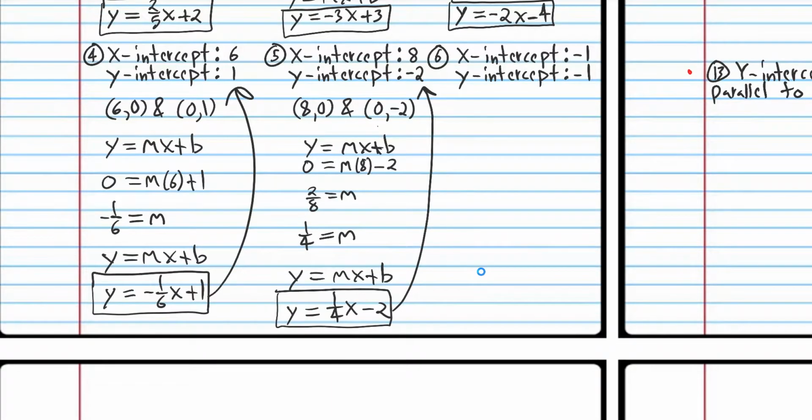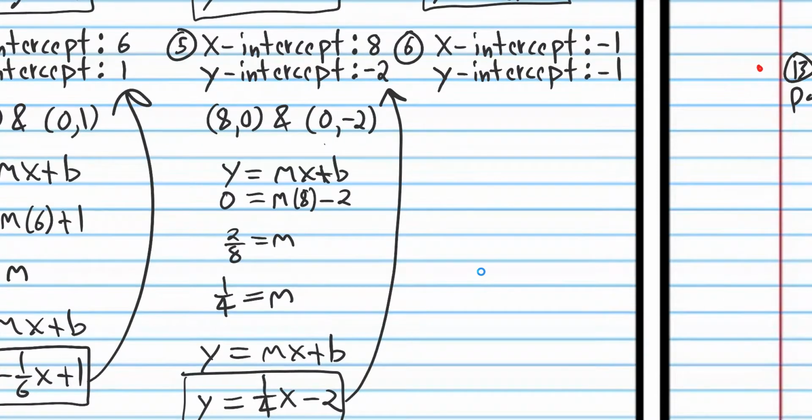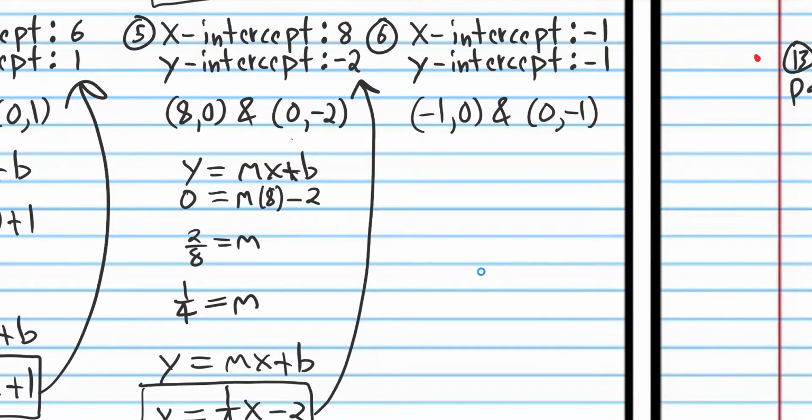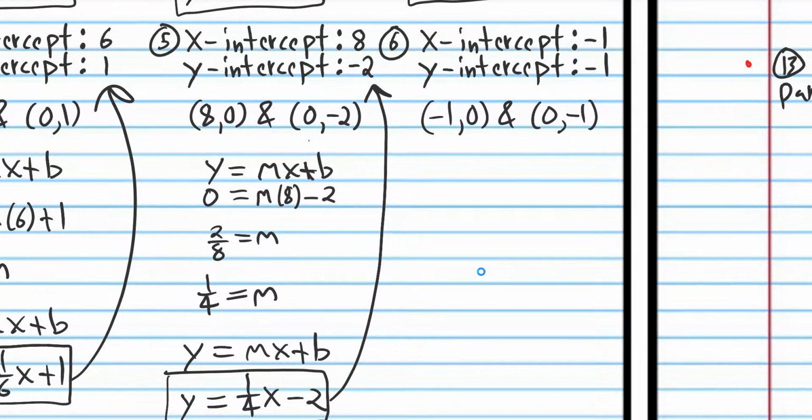All right, we're back. So this information tells us that we have 2 points, negative 1, 0, and 0, negative 1. 2 points on the line. And so we're going to use y equals mx plus b.